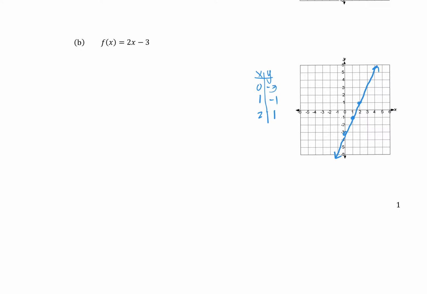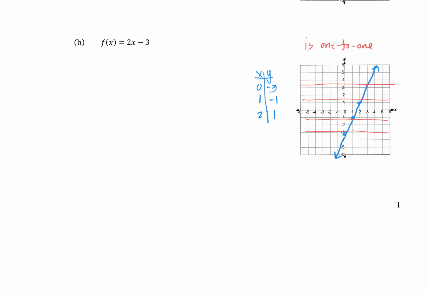I can see that, yes, this does pass the horizontal line test. No matter where I draw a horizontal line, it'll pass through at most 1 point. So f is 1-to-1. That means I'm using the alternate version.